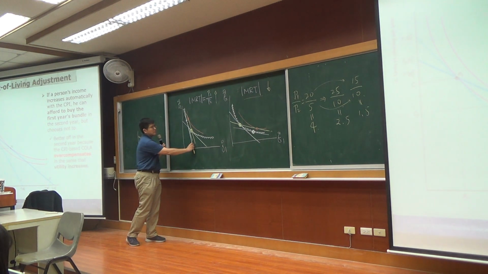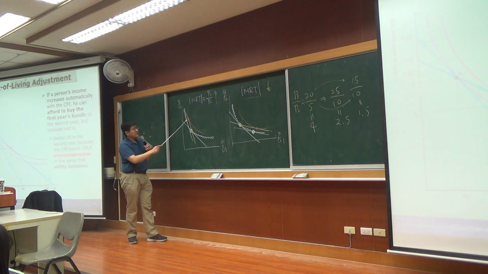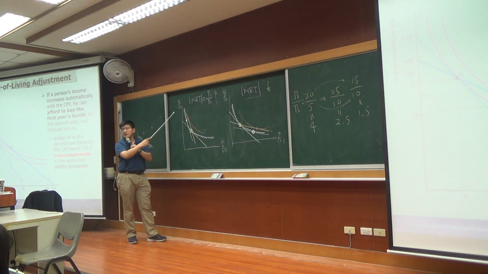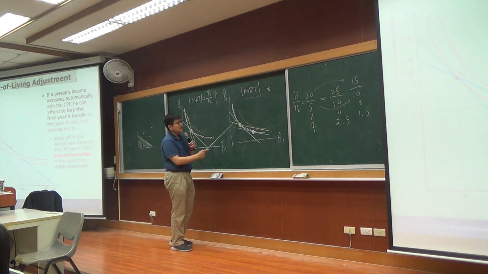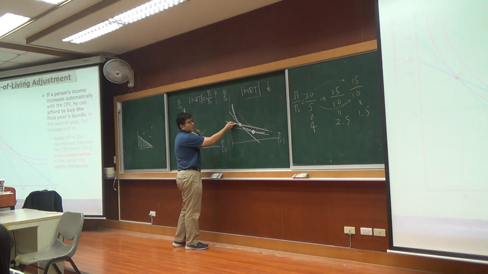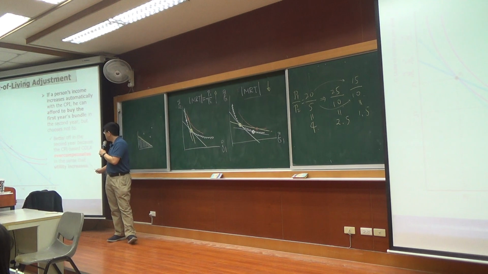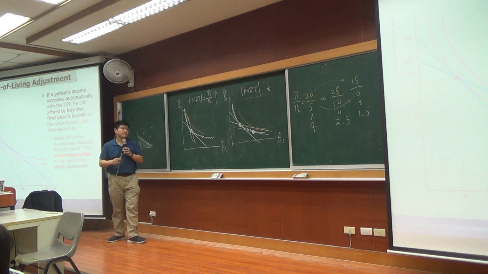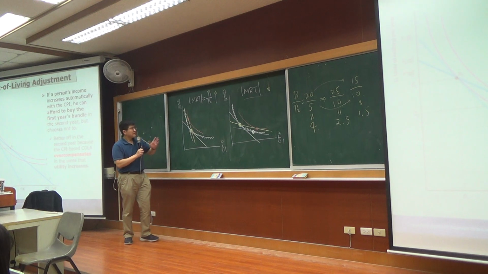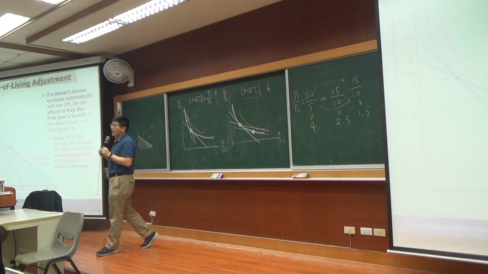So using this one or this one can make the consumer stay at the same utility level, on the same indifference curve. But a little bit more money will make him or her better off. That is what we call overcompensated. Okay? But actually, this kind of compensation is a theoretical one.